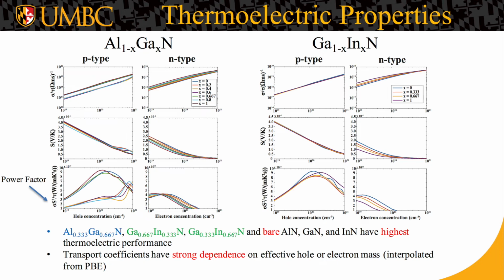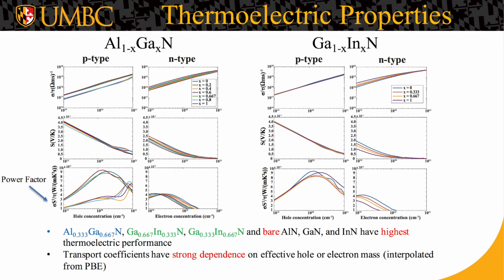From our results, we see that aluminum gallium nitride at x equals 2/3, in addition to the gallium indium nitride alloys, have the largest thermoelectric performance for p-type doping. This value of power factor is comparable to the aluminum nitride, gallium nitride, and indium nitride monolayers, which are on the graph for comparison. These transport coefficients have a strong dependence on the effective mass of these materials.